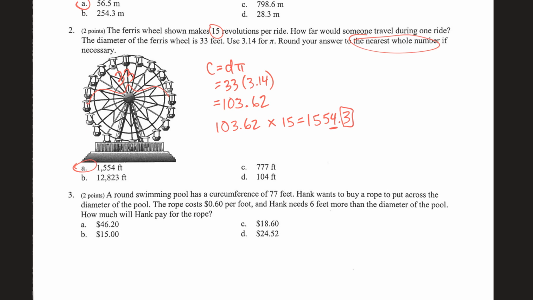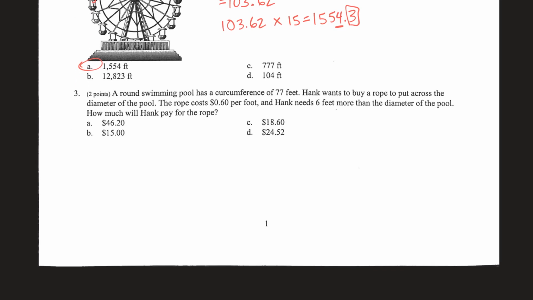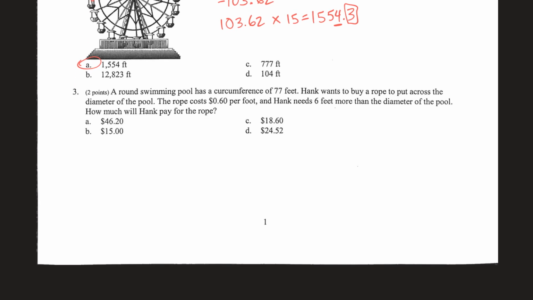Next. We have a round swimming pool. It has a circumference of 77 feet. Hank wants to buy a rope to put across the diameter of the pool. The rope costs 60 cents per foot. Hank needs 6 more feet than the diameter of the pool. How much will Hank pay for the rope?